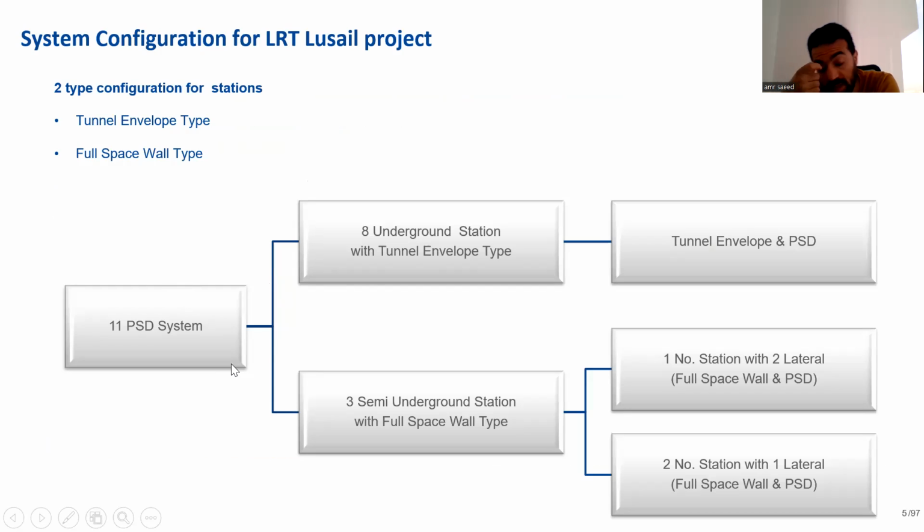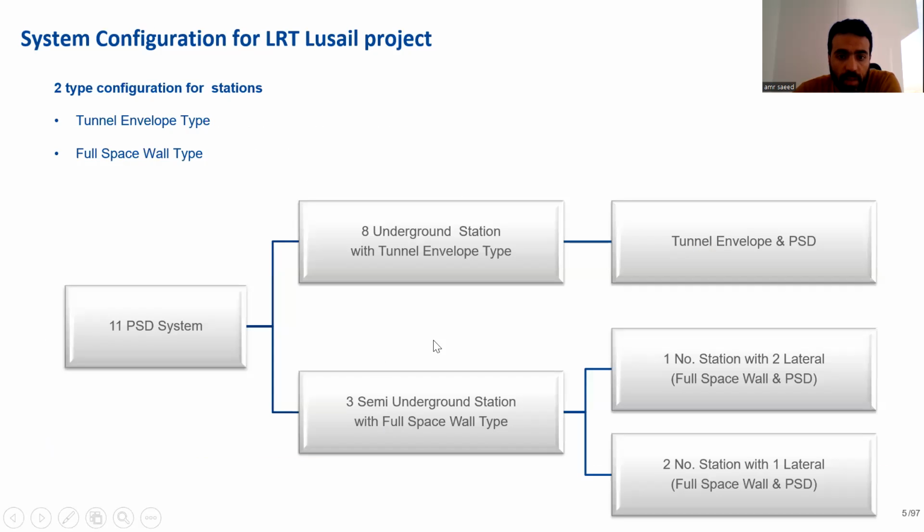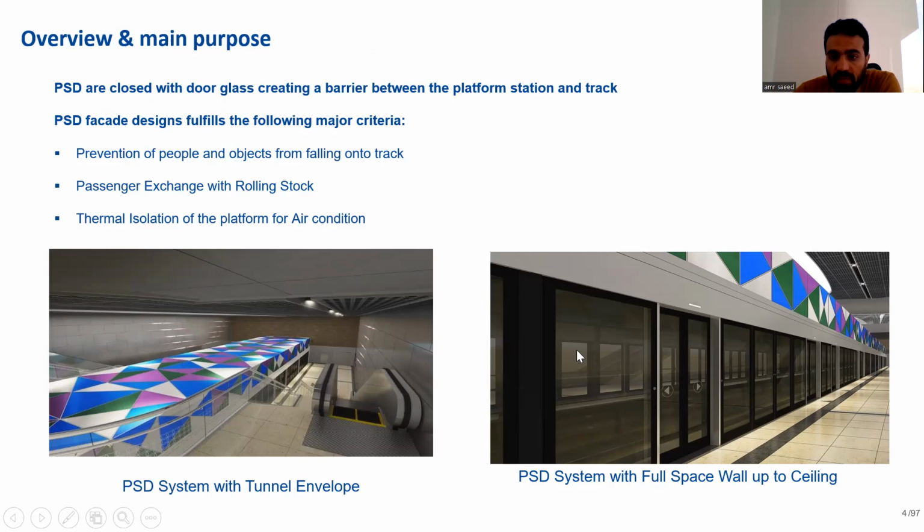Here in the project that I work on, the Lucille project, LRT, light rail transit, you have 11 PSD systems with 11 stations. 8 of them are tunnel envelope, as we saw before, this configuration. And the 3 remaining are underground stations with full space wall from ground to the roof, from ground to the ceiling of the station.